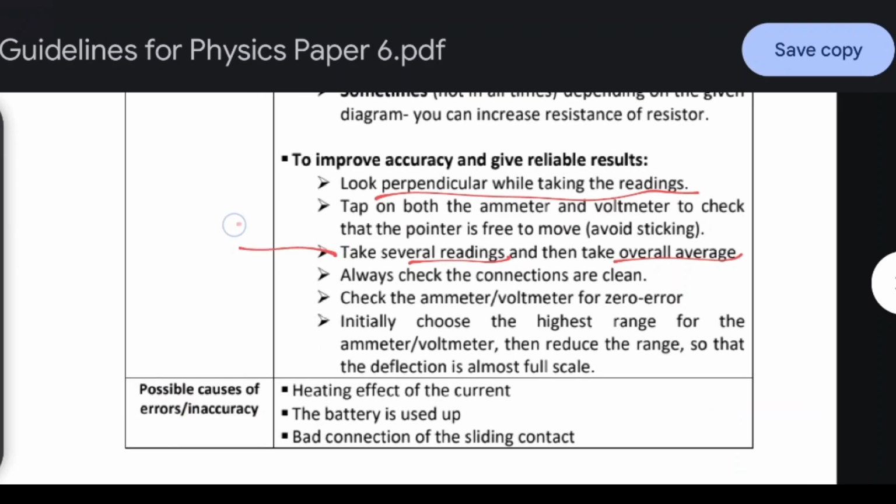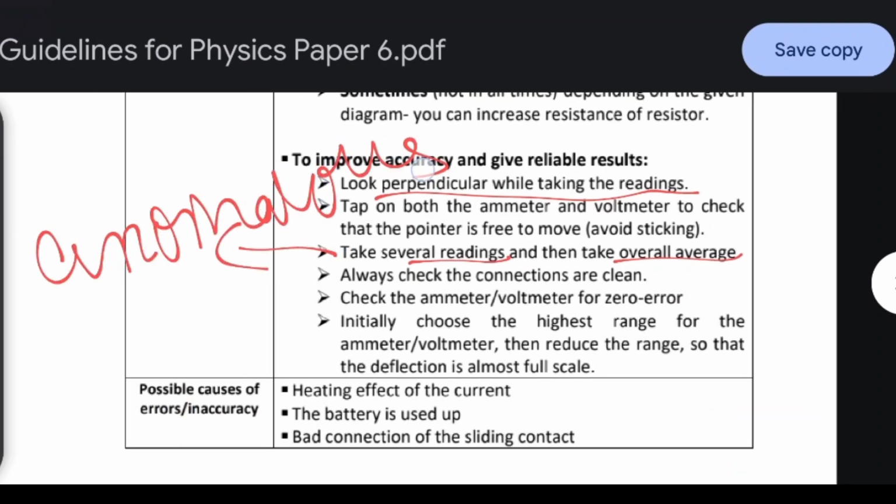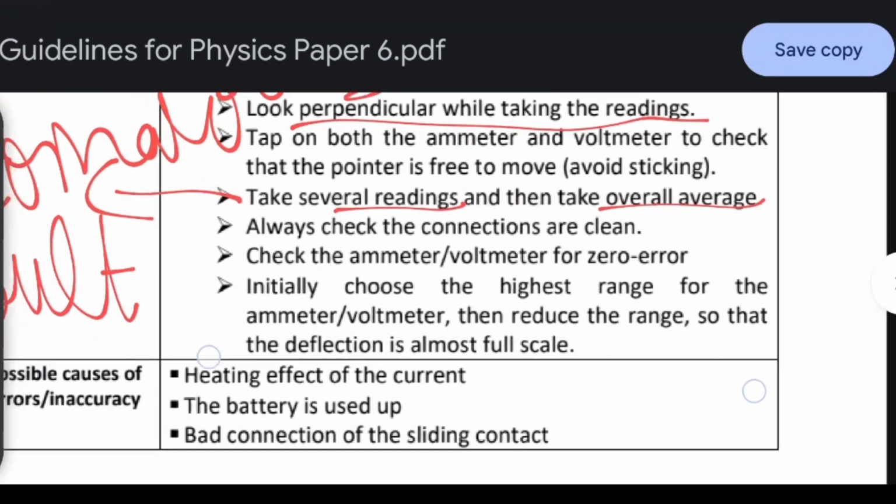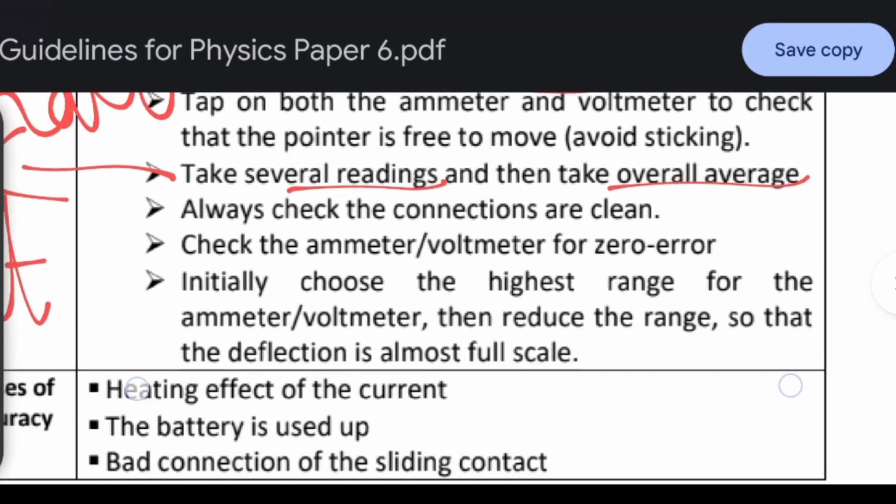Why is this done? You can identify anomalous results and reduce them, and the percentage error will decrease. Okay. Always check that the connections are clean.